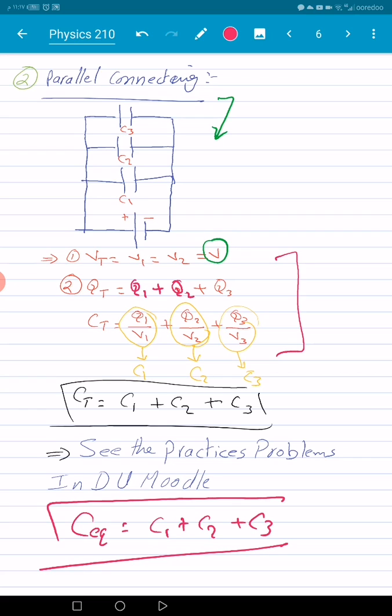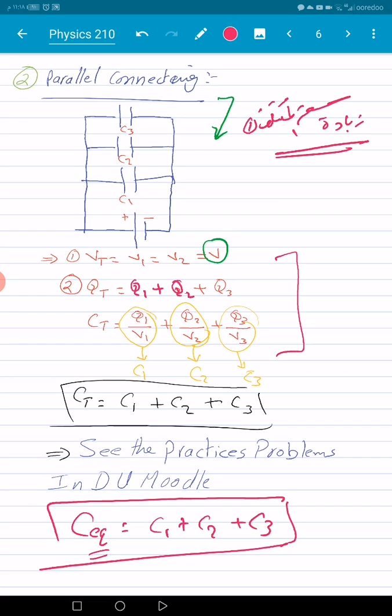This kind of connection is used in the circuit to increase the capacitance of the capacitors. So this connection is used to increase the capacitance of the capacitor.